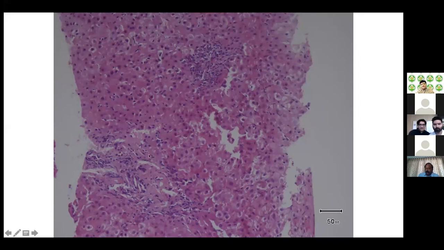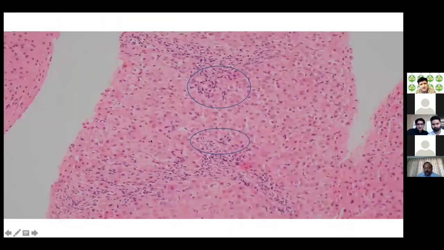Yeah. So this is the limiting plate, and we can see the spillage of inflammatory cells into the hepatocytes, suggesting interface hepatitis. This portal tract, which sir is showing, also has mild to moderate inflammatory cells. Can we go further? Next slide, please. What is this showing? This is again a clear picture showing this spillage of inflammatory cells into the hepatocytes. So interface hepatitis in both these portal tracts.